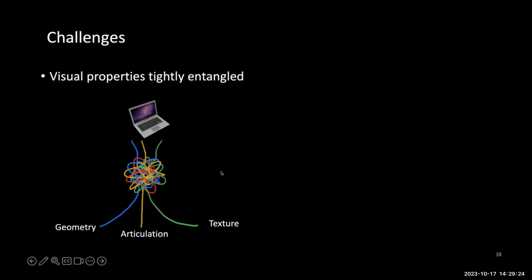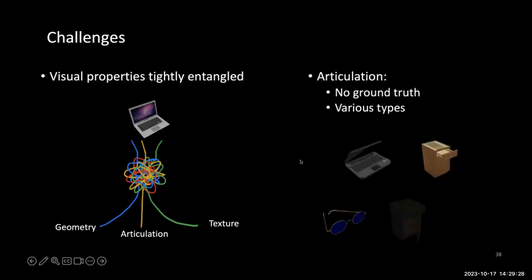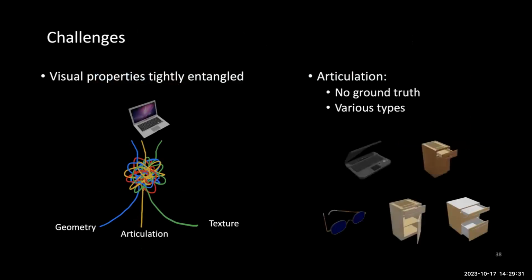The second challenge comes from articulation. First of all, in this project, we assume we don't have any ground truth articulation. All we have are these posed multi-view images. And also, we don't want to design a model that specifically works on a single joint type. We want our model to be flexible enough to work well on different joint types.